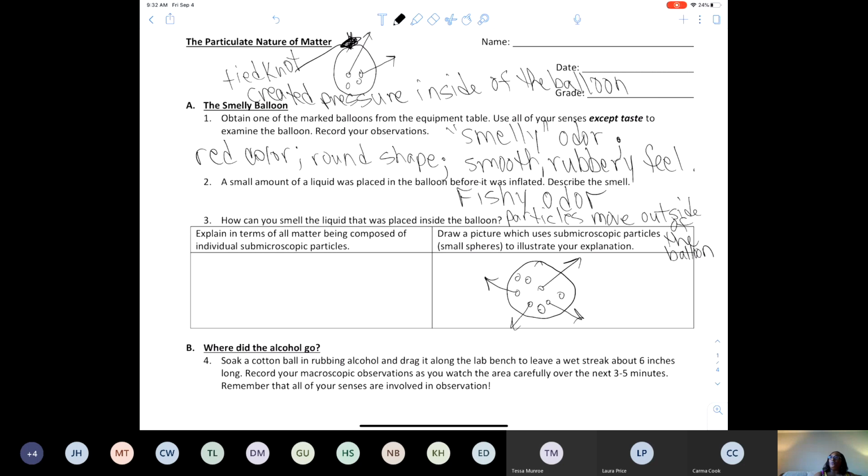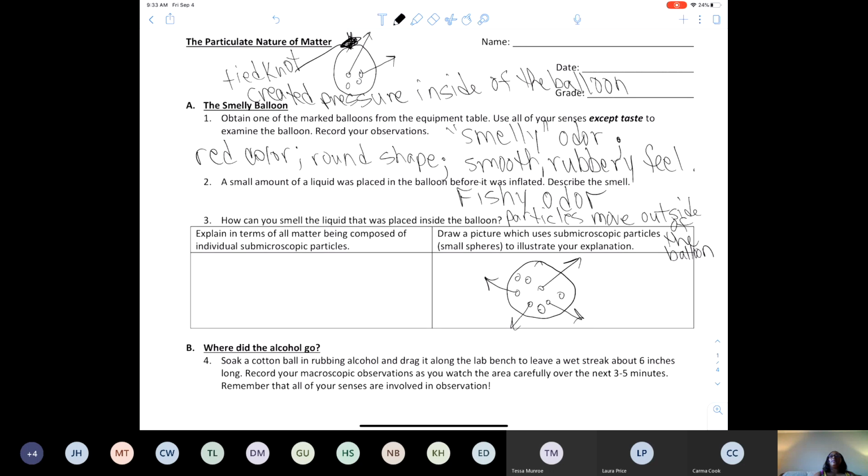So when the liquid is in the room under normal atmospheric pressure, it stays a liquid. But when I put that liquid in that balloon and I tied that knot on the end of that balloon, that created pressure inside of the balloon. And in creating pressure inside of the balloon, that causes some of the liquid to be converted into what state? Gas. And therefore, those particles gain kinetic energy when they were converted from a liquid to a gas. And that's how they were able to move with kinetic energy from inside of the balloon to outside of the balloon and therefore allow me to smell it.